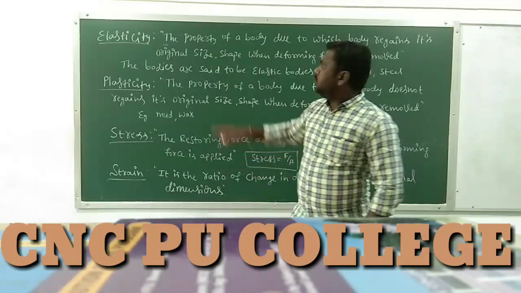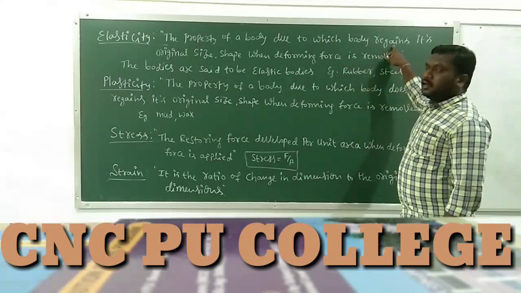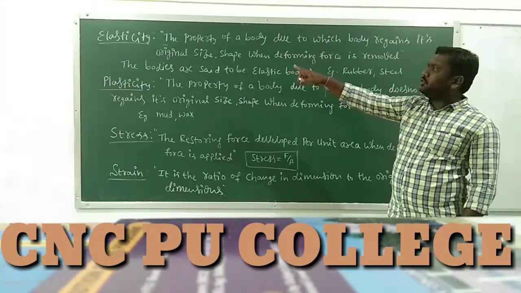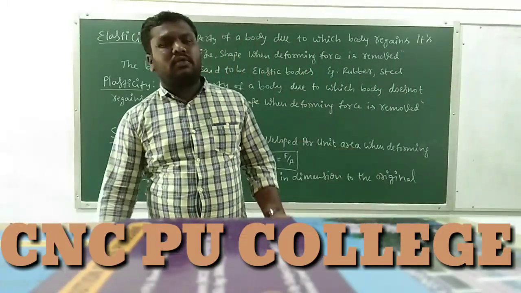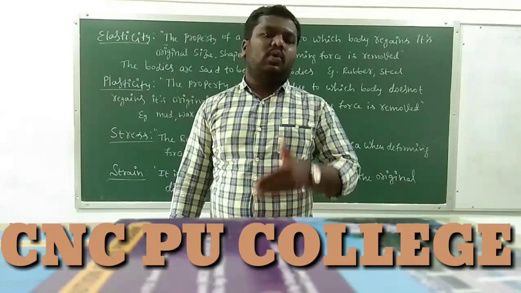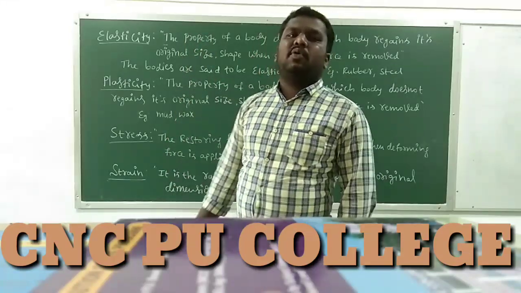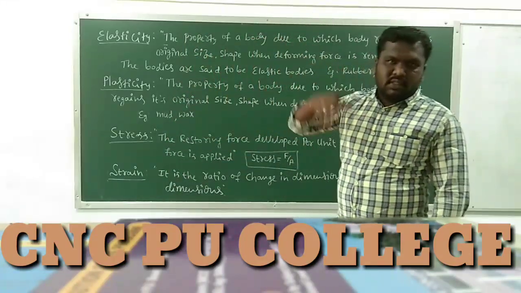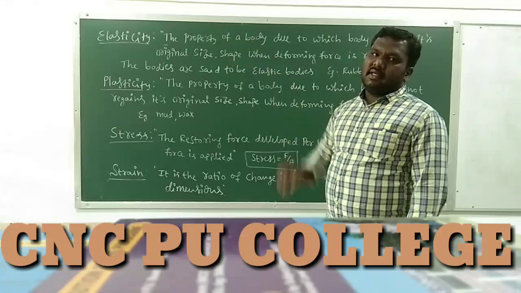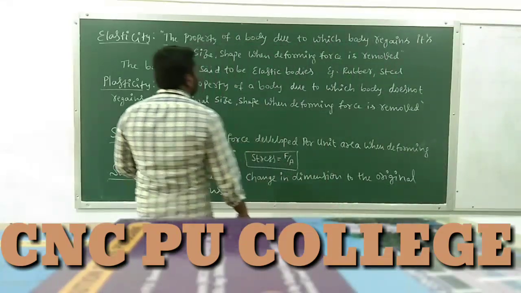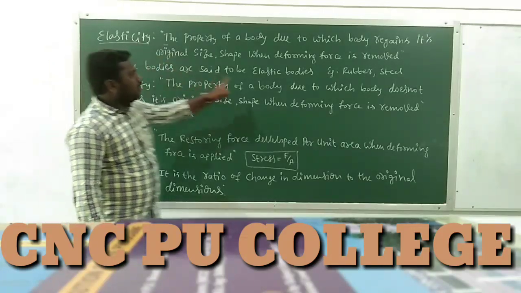Elasticity: the property of a body due to which the body regains its original size and shape when the deforming force is removed. So after removal of the deforming force, if the body regains its original state, then the property is said to be elasticity. The bodies which have the property of elasticity are called elastic bodies.